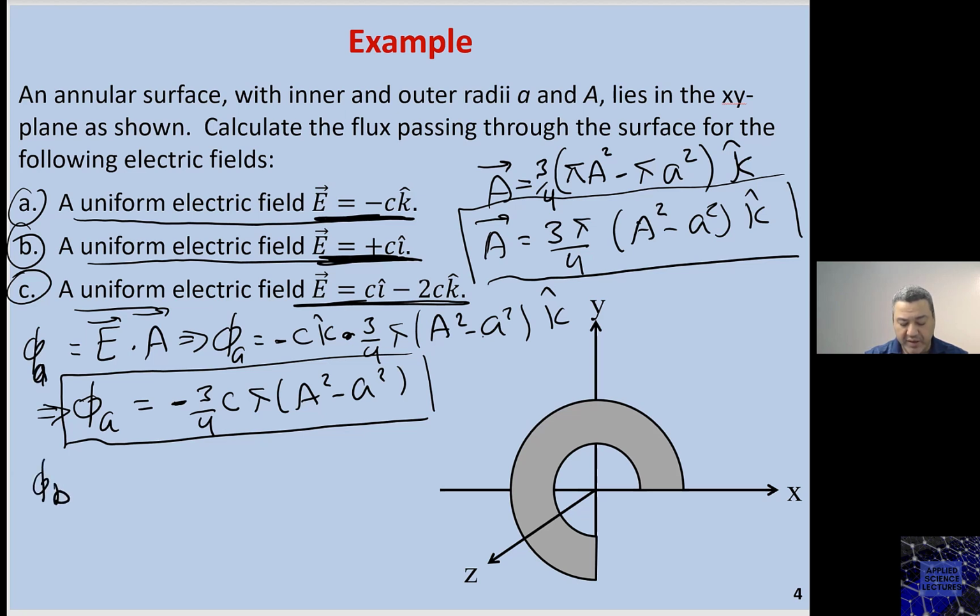For B, notice that the unit vector here is I hat and my area vector is k hat, so the dot product would be 0. I have 0 flux going. Now look at this, minus c k hat. This tells me that the electric field is parallel to the z in the opposite direction, so it's coming this way. The B electric field is along the positive I hat.